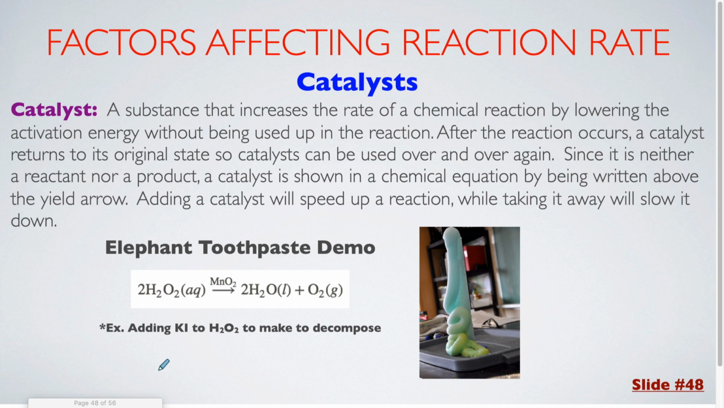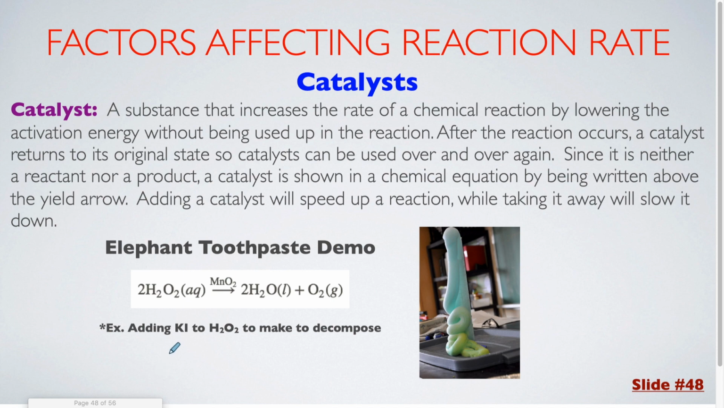Catalysts. A catalyst is a substance that increases the rate of a chemical reaction by lowering the activation energy without being used up in the reaction. In biology, you might have seen these referred to as enzymes. After the reaction occurs, a catalyst returns to its original state, so catalysts can be used over and over. So that means that a catalyst is not actually part of the chemical reaction taking place, it's just something that's present that helps the reaction to go faster.